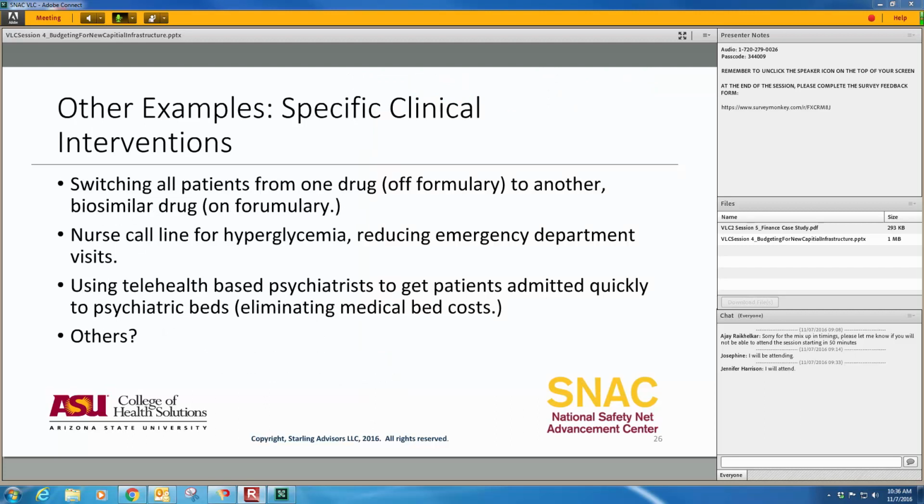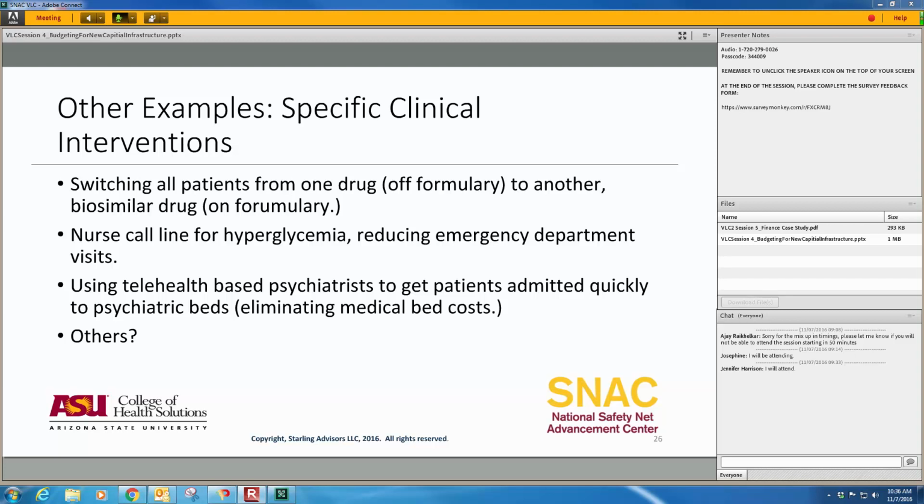Here's a couple of other examples that we've seen successfully applied in the safety net. One is broad-based switching, coming to a clinical agreement that we're going to move patients from one drug to another biosimilar drug that is on formulary or has a lower cost profile. Obviously, that's not a decision that can be made from a purely financial standpoint. But when you look at the wide variation in the cost of these therapeutics, and you're under a total cost of care related contract, these are essential steps to evaluate.